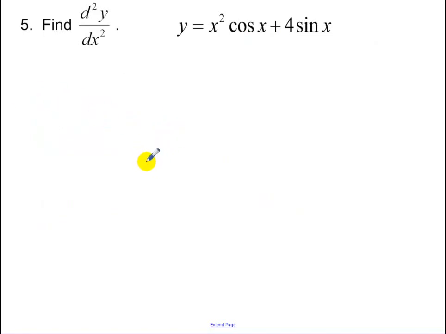Okay, next, finding our second derivative. Remember this notation here means second derivative. So I find my first derivative. Okay, let's look at this. This first term is a product rule, so make sure you do your product rule. Derivative of the first, leave the second alone, plus leaving the first alone, derivative of the second. Don't forget your negative.